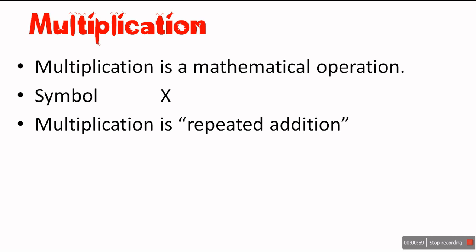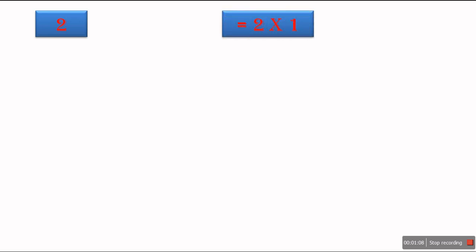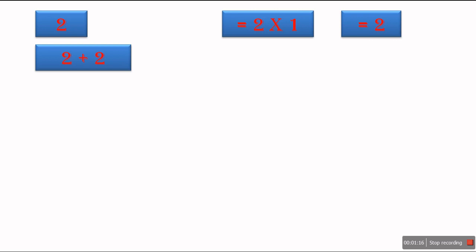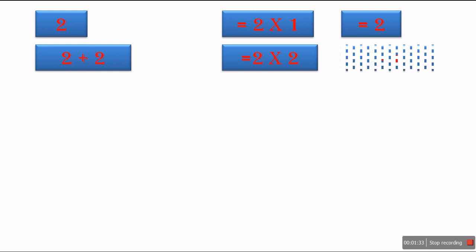So let us understand what is multiplication. Let us take 2. What will happen if I multiply 2 with 1? It will be 2, meaning 2 is added one time. So the answer will be 2. 2 plus 2 means 2 is added 2 times. So the answer is 4.